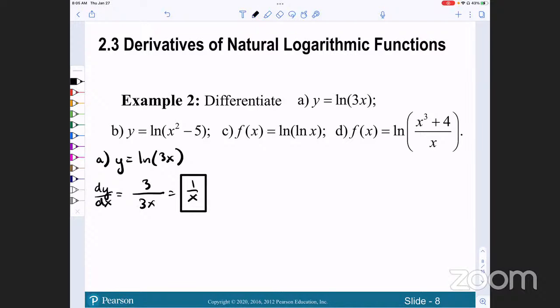Let's see. So we have y equals the natural log of x squared minus 5. Then our dy by dx is going to be f prime over f. So f prime in this case is going to be what, just 2x? And our f is this x squared minus 5. Then they cancel there. Okay, we're going to go with that.